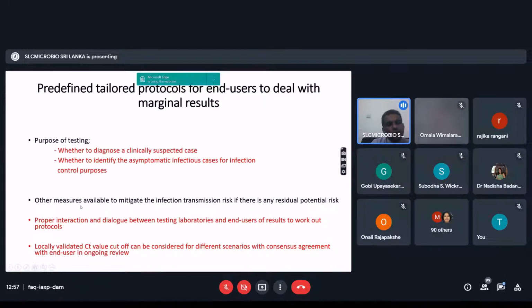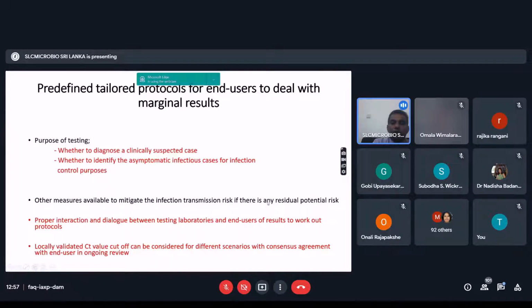And also we have to consider other measures available to mitigate the infection transmission risk if there is any residual potential risk. Sometimes we can't confidently solve all the issues only by testing. So in this marginal zone, sometimes there could be an error range. Then the next step is whether we are practicing good infection prevention measures to mitigate that residual potential risk. So that also should be considered in defining these protocols.